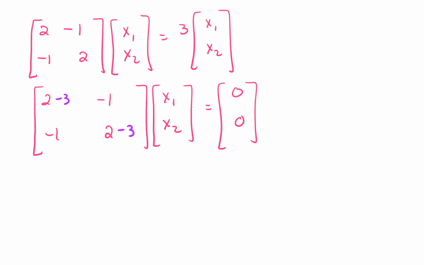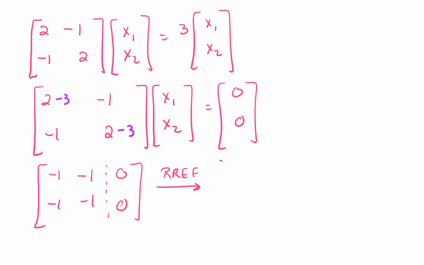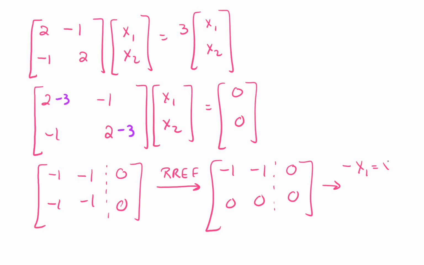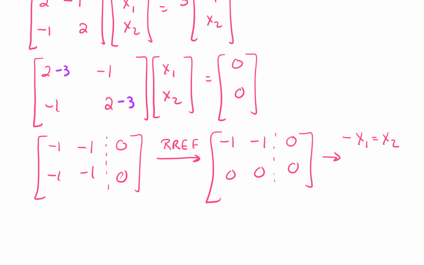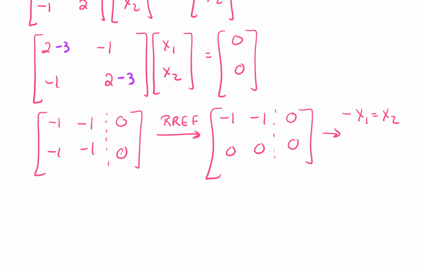So at this point, we can put this in an augmented matrix, and we get something that looks like -1, -1, -1, -1, a homogeneous system with the zeros. After a bit of RREFing, we get down to a matrix in reduced row echelon form. And this tells us that negative x1 equals x2, and that's correct, but it's not very satisfying. We're really looking for those eigenvectors of the form, a first component and a second component. So let's push through this a little bit more.